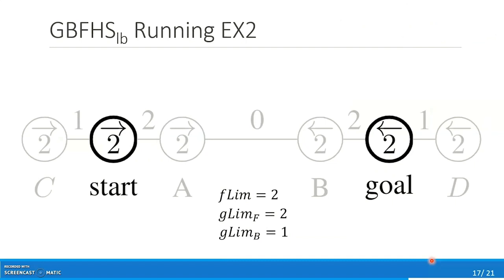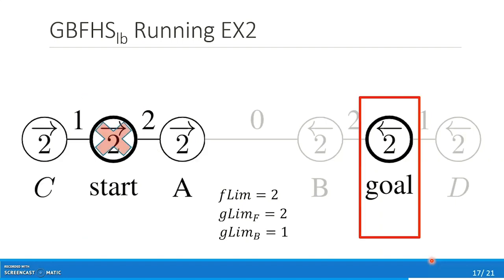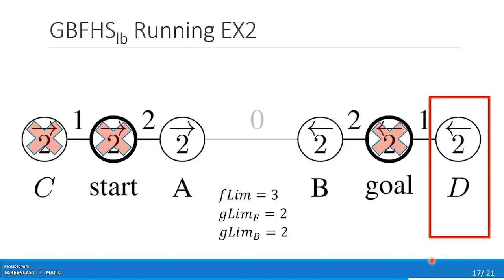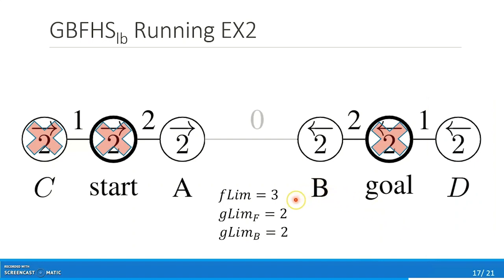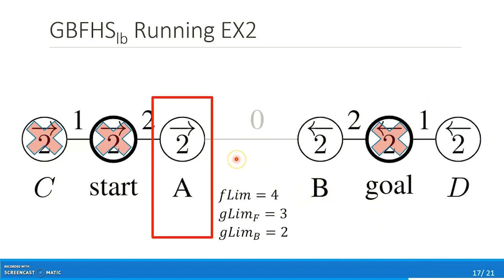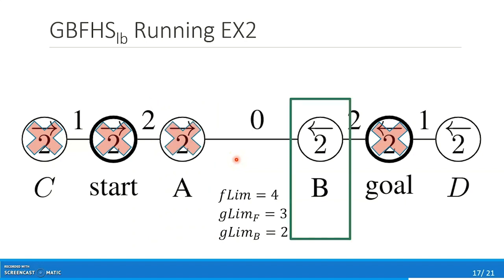Let's move on to GBFHS. The first running example remains the same, so we'll go back to the second example. And the same thing happens here. Because of the LB values, the F value of D becomes 4, so the F limit is now incremented, and GBFHS can choose to expand A and terminate.